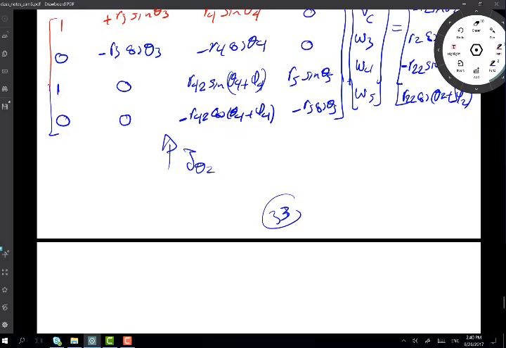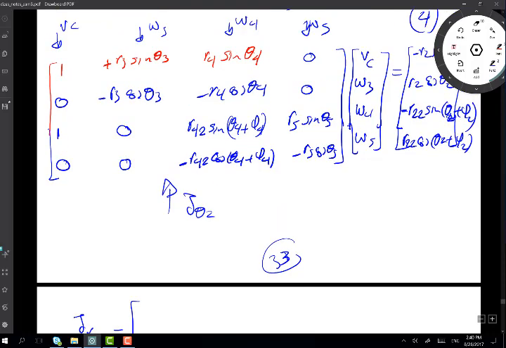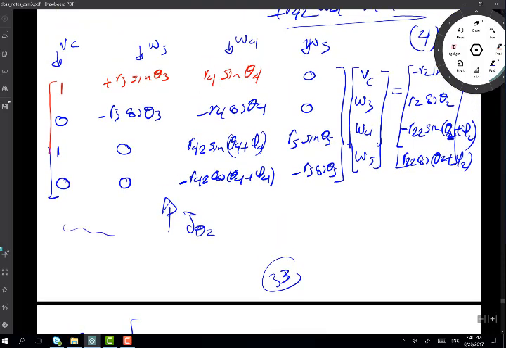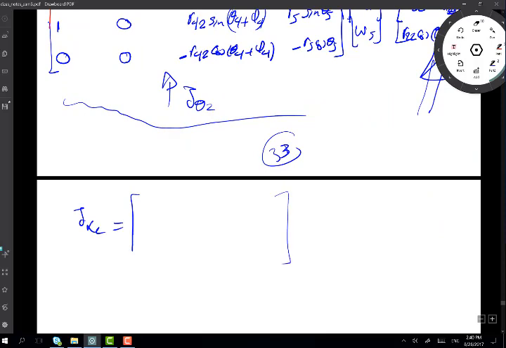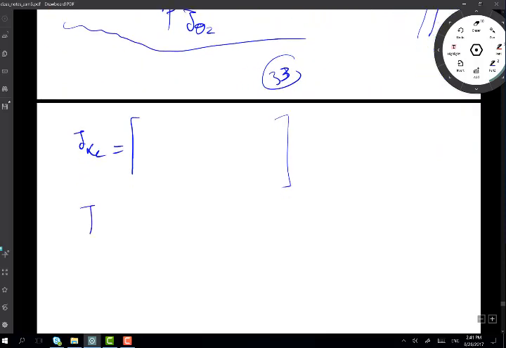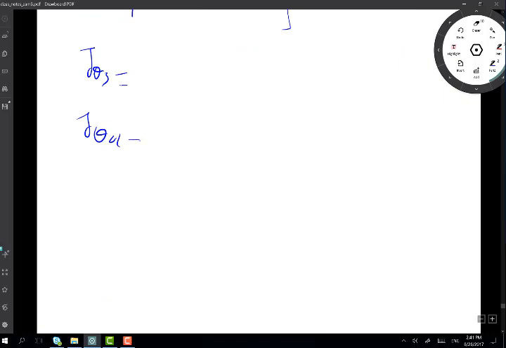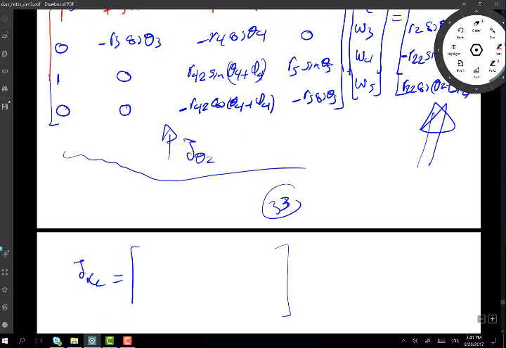But I can say that my J XC is equal to, and I just copy this Jacobian here and replace the first column, which corresponds to XC or VC, by the column on the right-hand side, this column here, and call this Jacobian J XC. And then I have also J theta 3, J theta 4, and J theta 5 as well. So then I have all those Jacobians, I can write my equation.